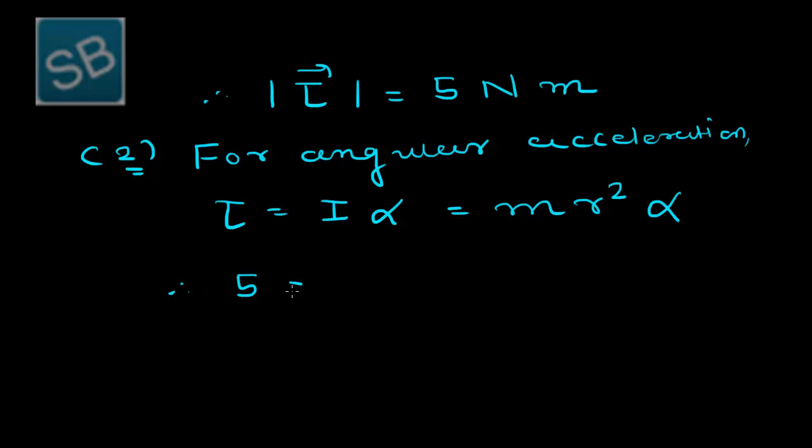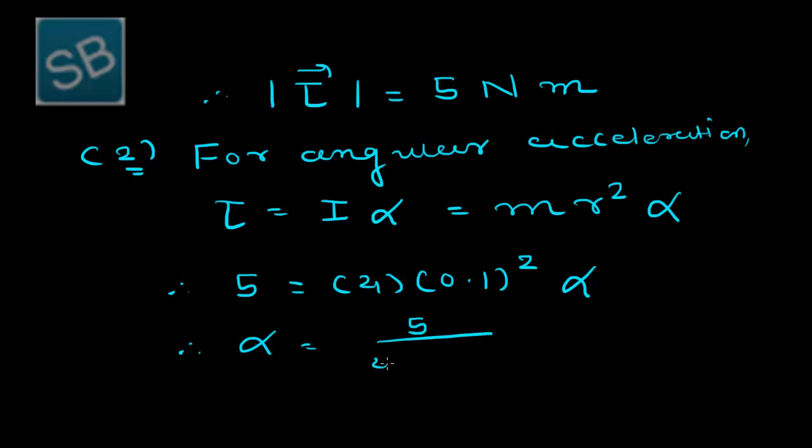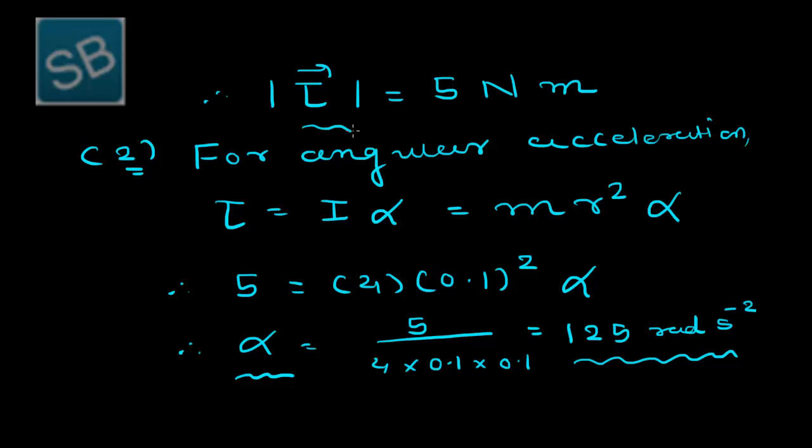So tau has the value of 5, mass is given as 4 kg, r square means 0.1 square, into alpha. Therefore, alpha is equal to 5 by 4 into 0.1 into 0.1. And so, the answer you will get is 125 radian per second square. So, this is angular acceleration. Don't forget to write down the unit because the unit carries 1 mark.